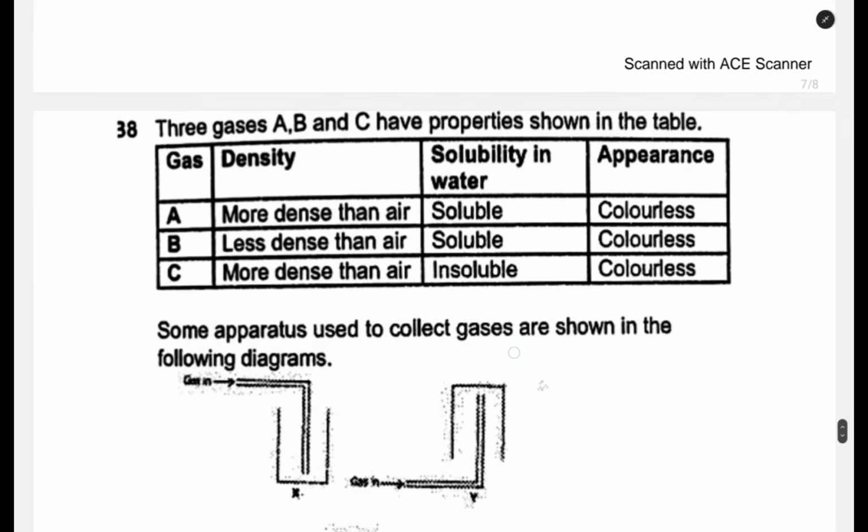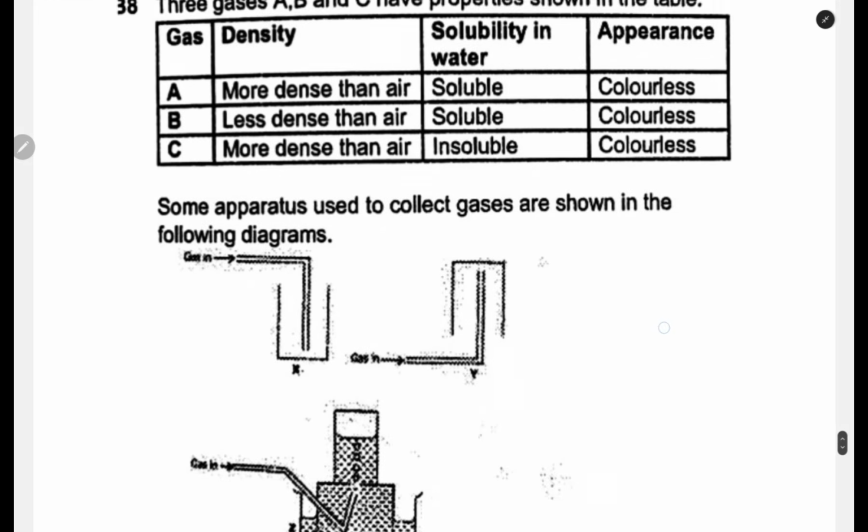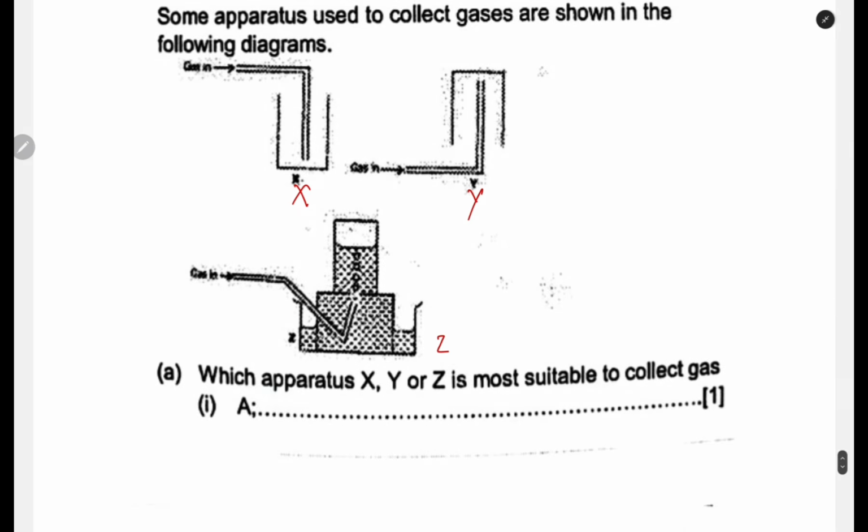Then now let us look at this question. Three gases A, B, and C have properties shown in the table. As you can see, there's gas, density, solubility in water, and appearance. Some apparatus used to collect gases are shown in the following diagrams. This is X, this is Y, and this is Z. Which apparatus, X, Y, or Z, is most suitable to collect gas A?